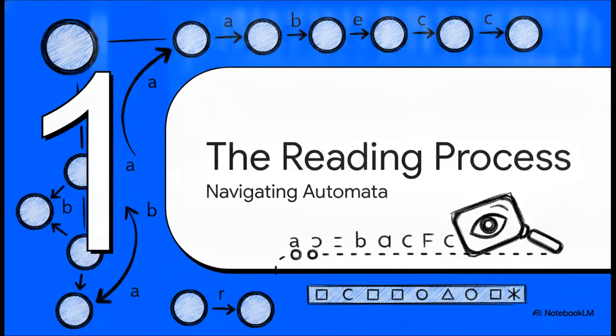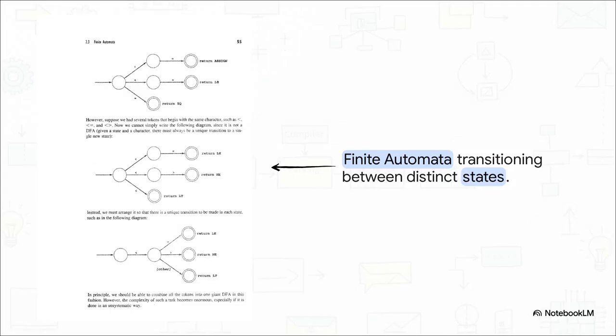Section 1. The reading process, navigating the automata. Let's dive in. To make sense of an endless stream of characters, compiler designers rely on theoretical machines to process text. Instead of trying to look at the whole document all at once, the compiler uses a beautifully simple concept called a scanner. This scanner reads just one piece of input at a time and reacts to it.